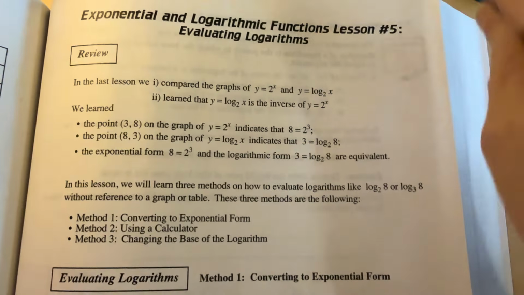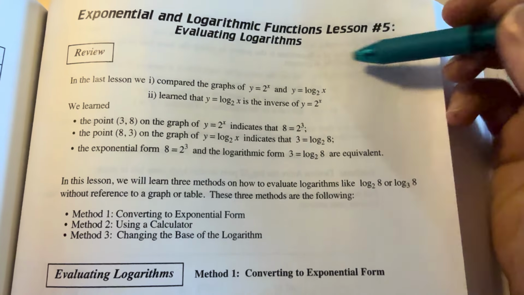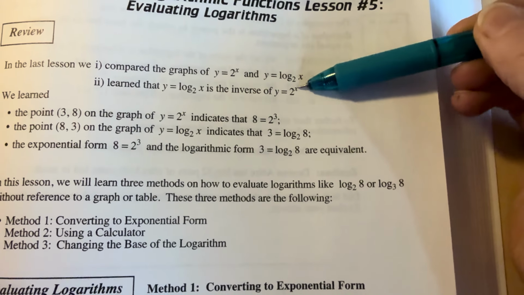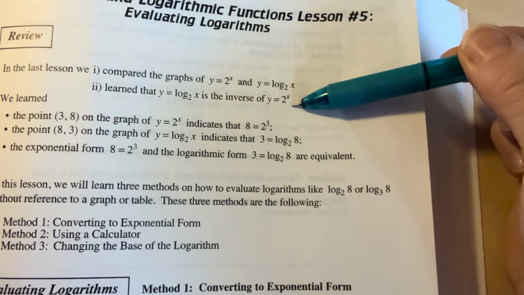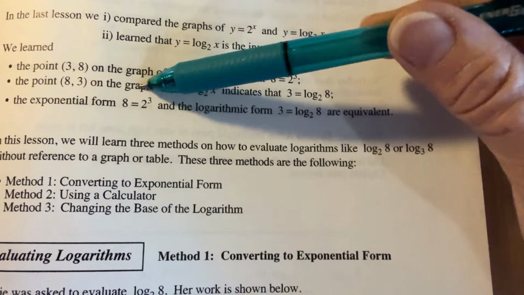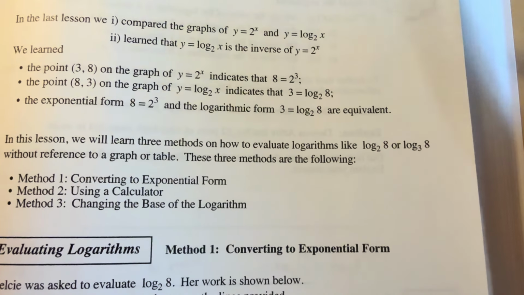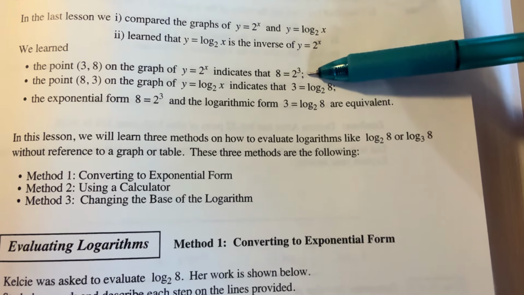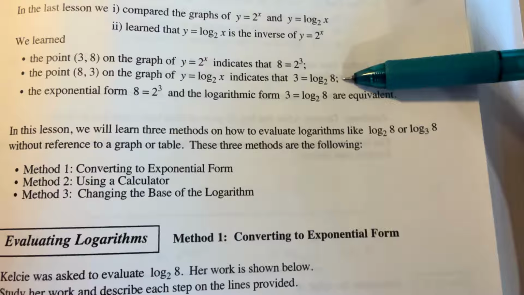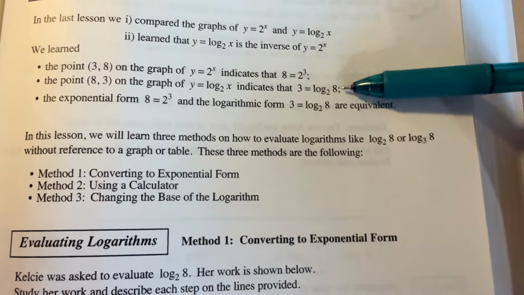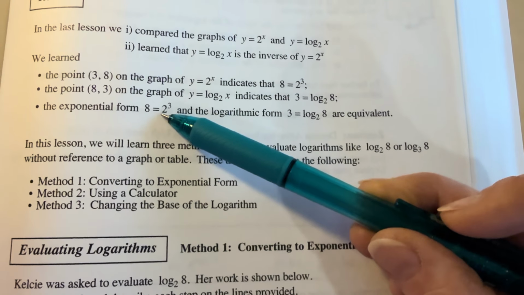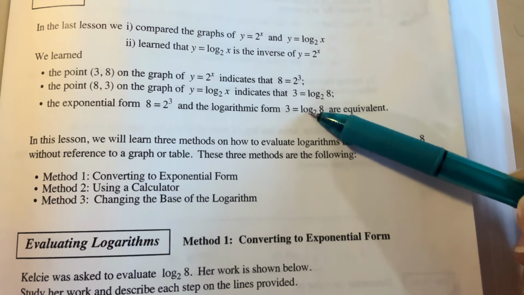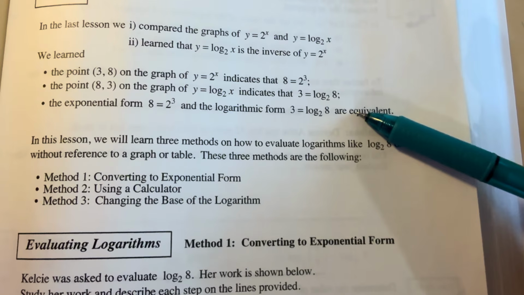So in the last lesson, we compared the graphs of y is equal to 2 to the power of x to its inverse, y is equal to log base 2 of x. Okay, and we learned about the inverse. We talked about how the point (3, 8) on the exponential went with plugging in the x and the y, and it ended up being the inverse for the logarithm. And so the exponential 8 is equal to 2 to the power 3, and the logarithmic form 3 is equal to log base 2 of 8 are equivalent.